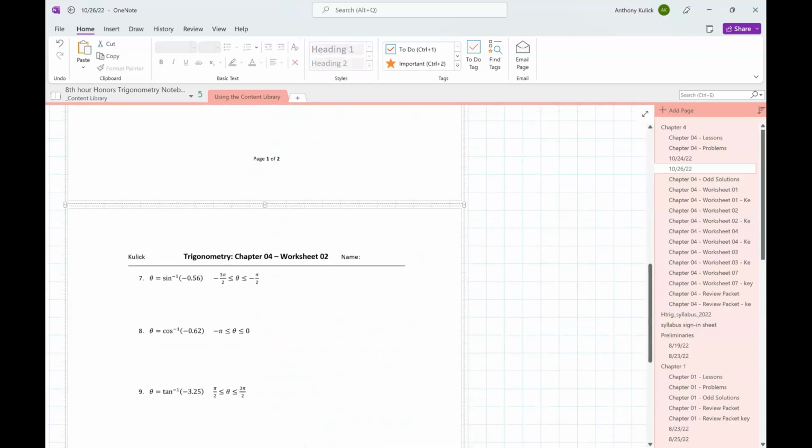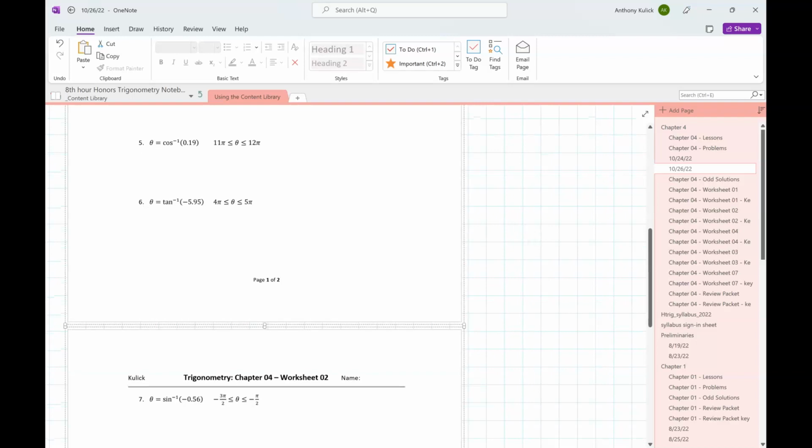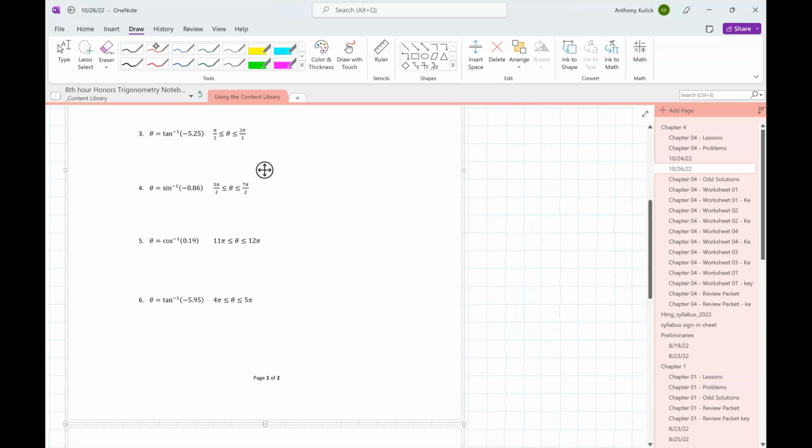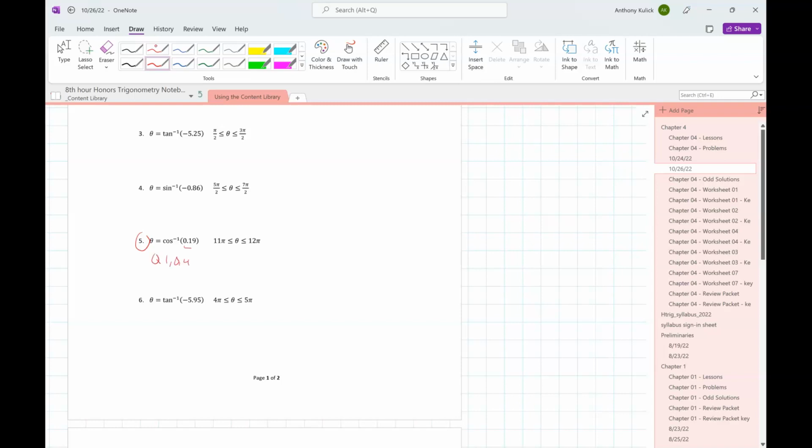The answer to your question is it depends on the picture that you've drawn. So let's say we do number 5 for the sake of argument. Sound good? All right. First thing I'm going to do is identify the quadrants where cosine is positive, because we have a positive here. So that's quadrants 1 and quadrant 4, right?